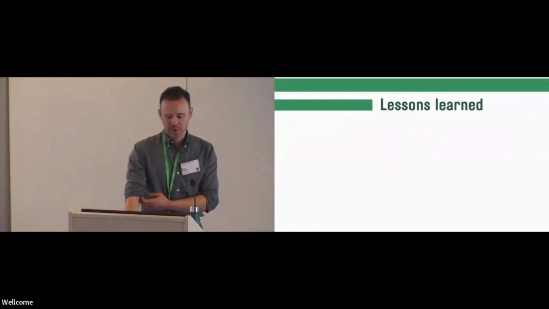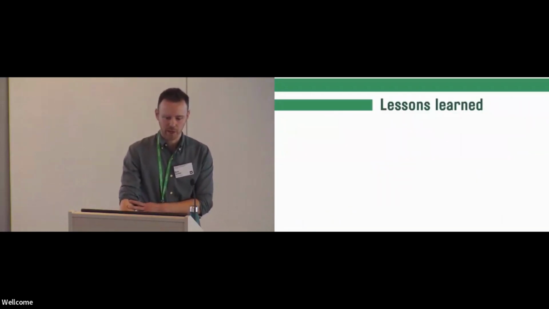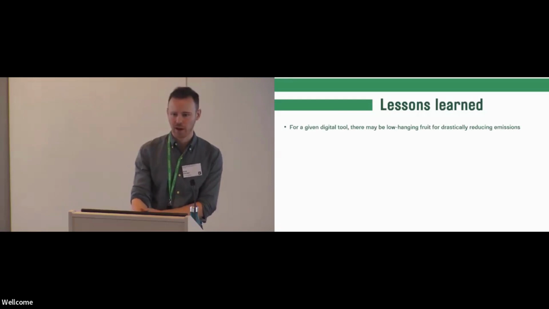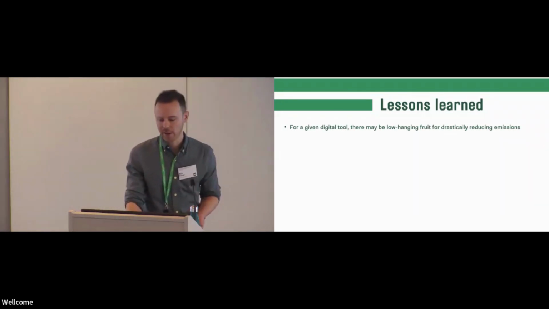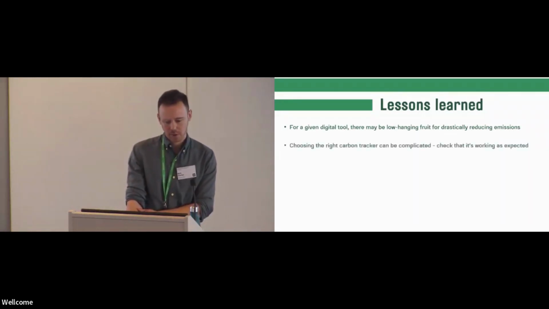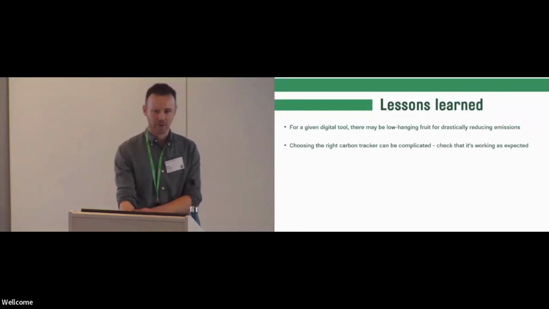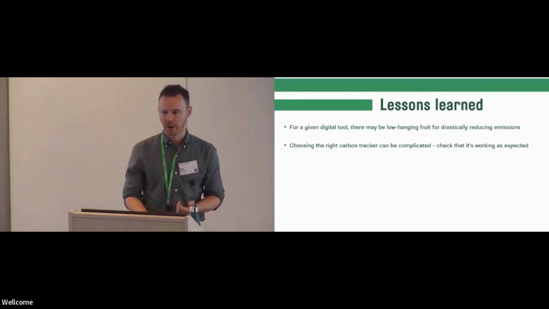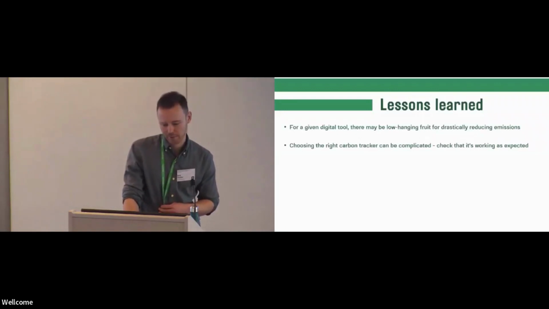Given this is a bit of a case study, we'll talk about some general lessons that we've learned here. For a given digital tool like fMRIPrep, there appears to be some low-hanging fruit for drastically reducing emissions without losing much or losing anything in performance. Choosing the right carbon tracker can be complicated, as we've seen, and if you're running this systematically, I would recommend checking that it's doing what you think it's doing when you're running these carbon trackers.